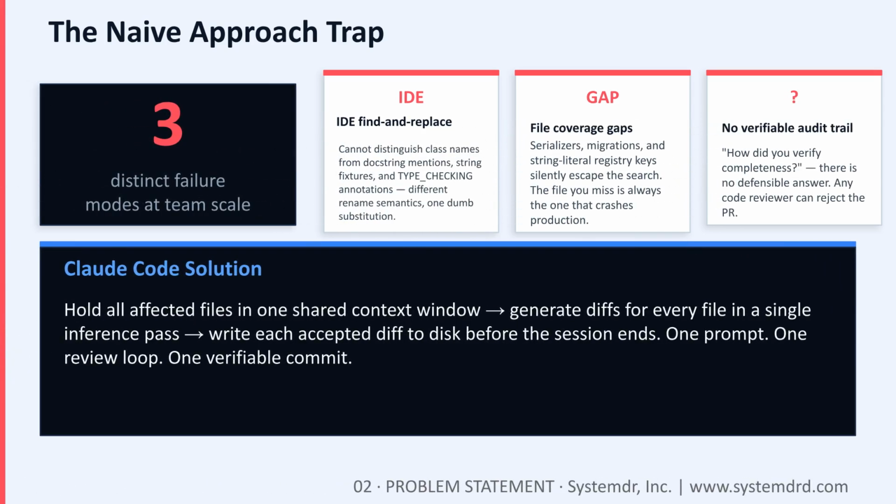IDE find and replace struggles with semantic distinctions. File coverage gaps leave critical files unrenamed, often causing production crashes. Finally, there's no verifiable audit trail, leading to PR rejection.